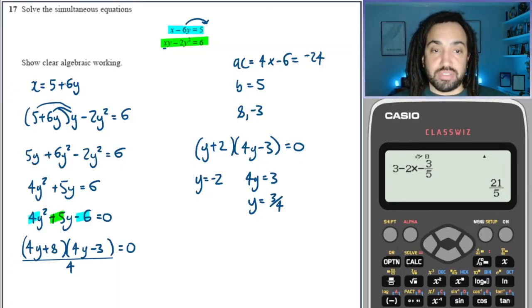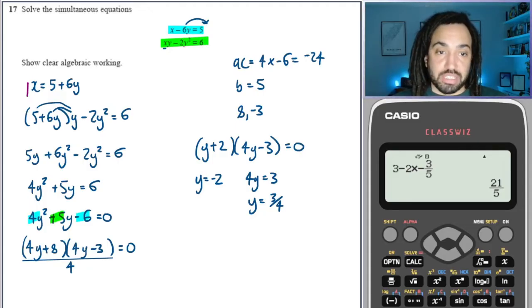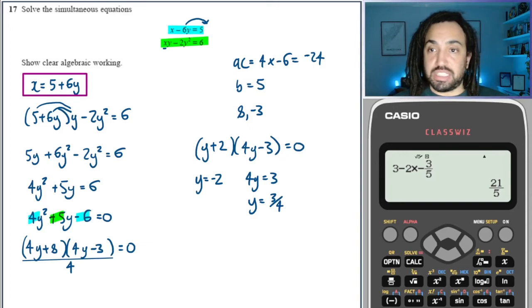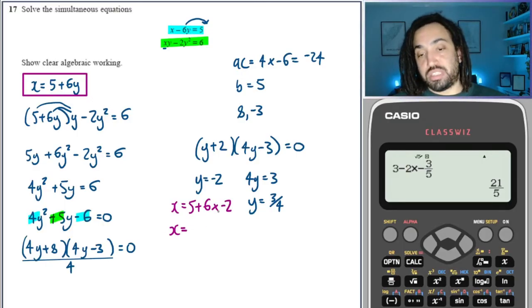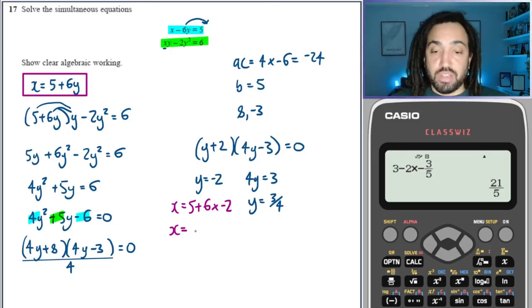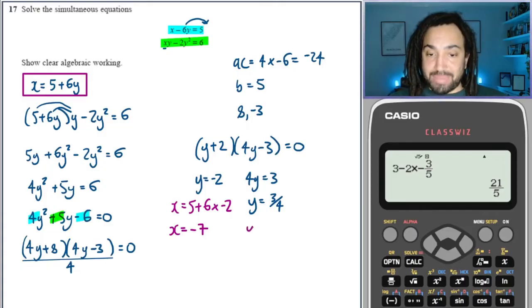But we need to find the x values, and what we do is we go back to the start to our rearranged linear, because that is going to tell us exactly what the x's are. So the x's are equal to 5 plus 6 times the y's. So this first one is 5 plus 6 times minus 2 is minus 12. 5 plus minus 12 is minus 7.